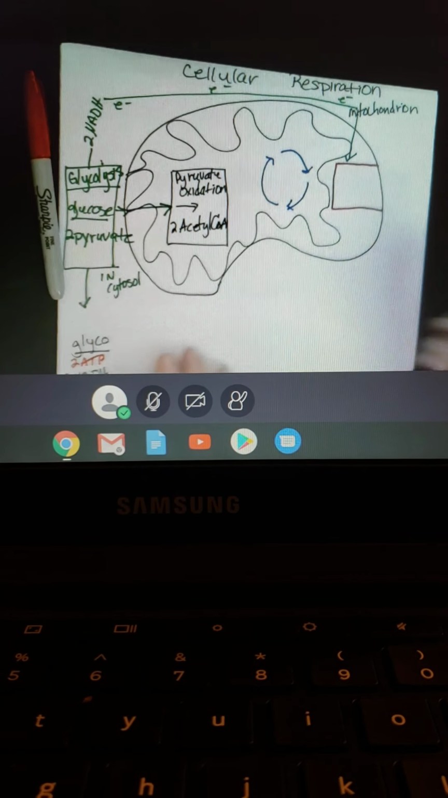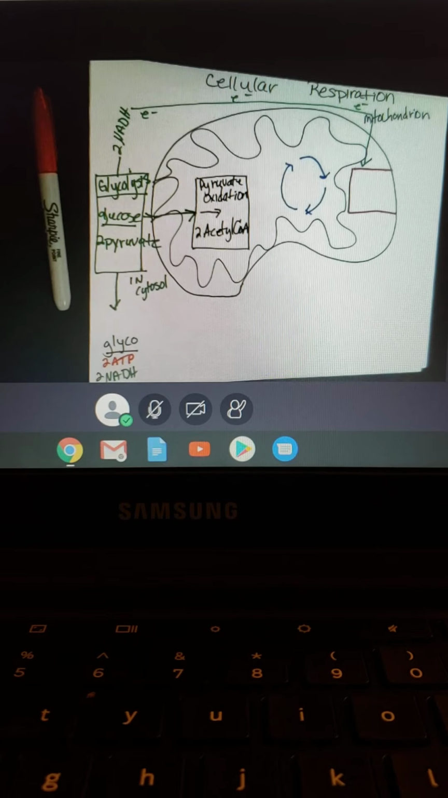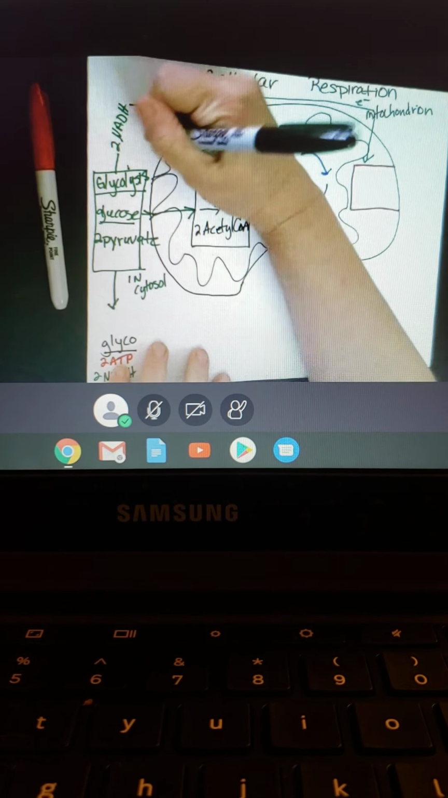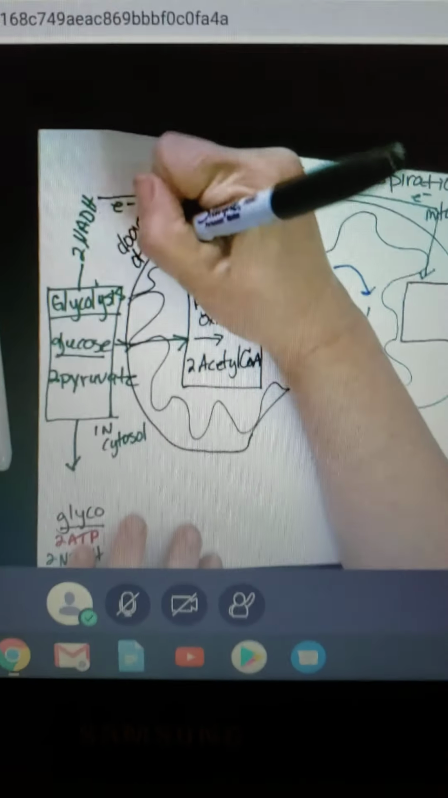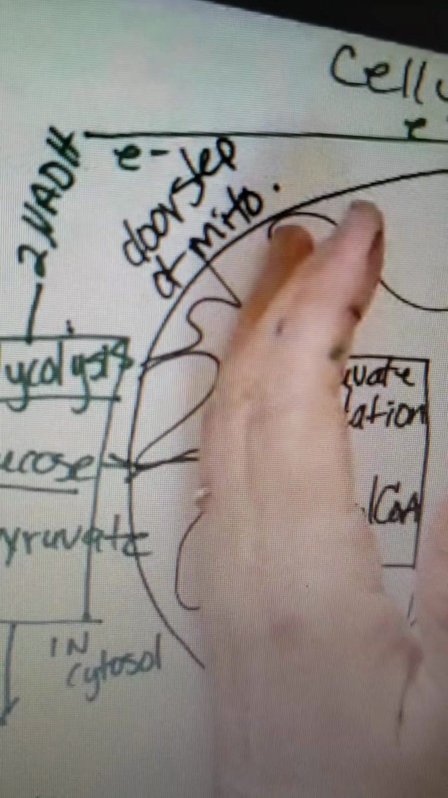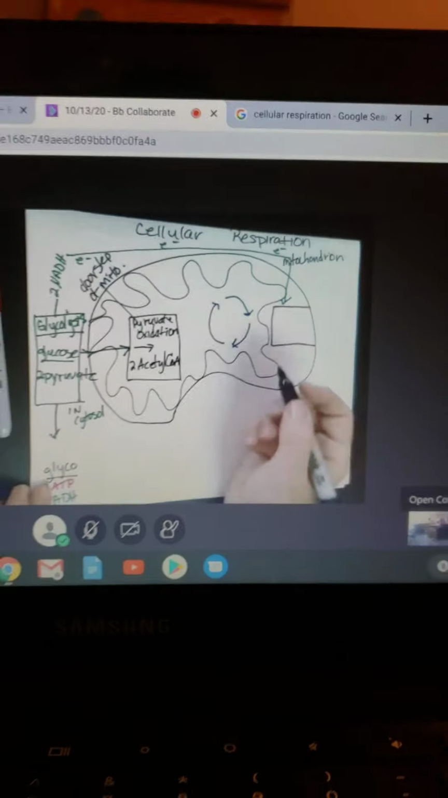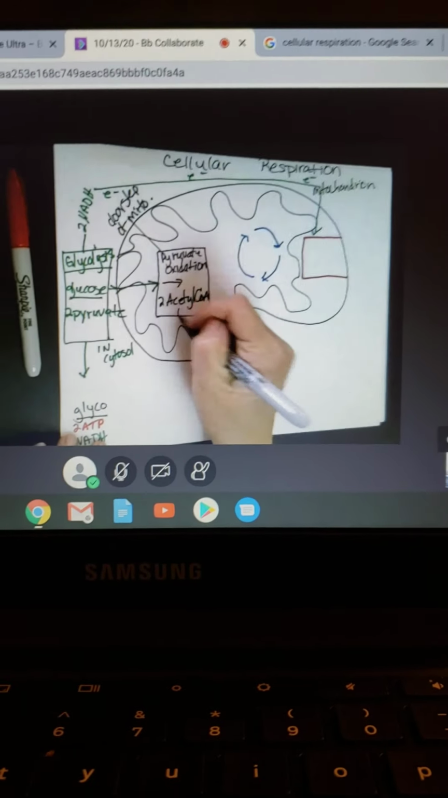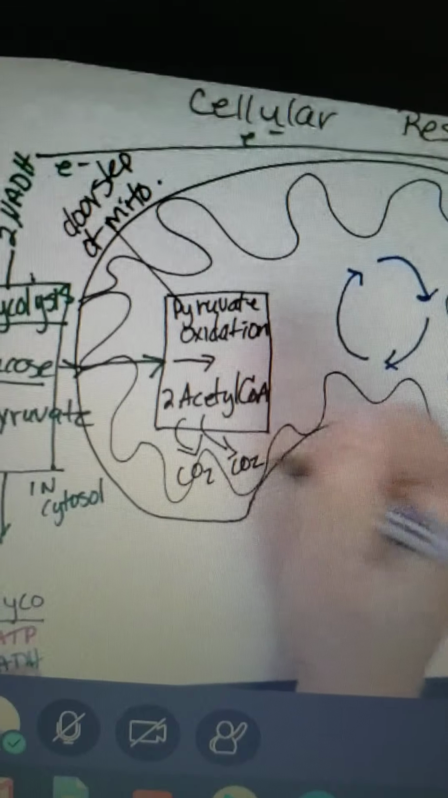All right, so we're going to have 2 acetyl-CoA here, all right? This is going to occur in the mitochondrion, but we're going to say it's on the doorstep of the mitochondrion, okay? Some textbooks only put the three main phases. This is kind of like an intermediate. It's an in-between stage, all right? And so we've got pyruvate oxidation. We're going to have 2 carbon dioxide that are going to be a byproduct.